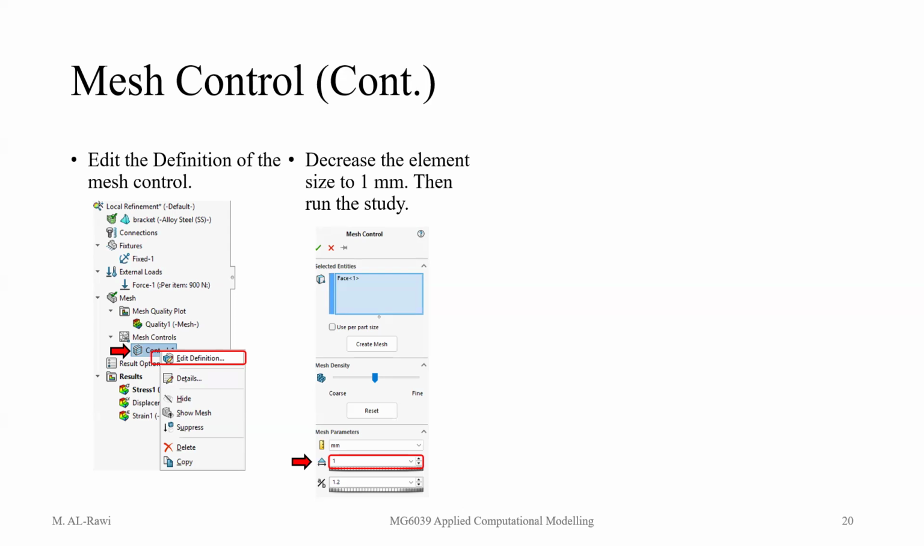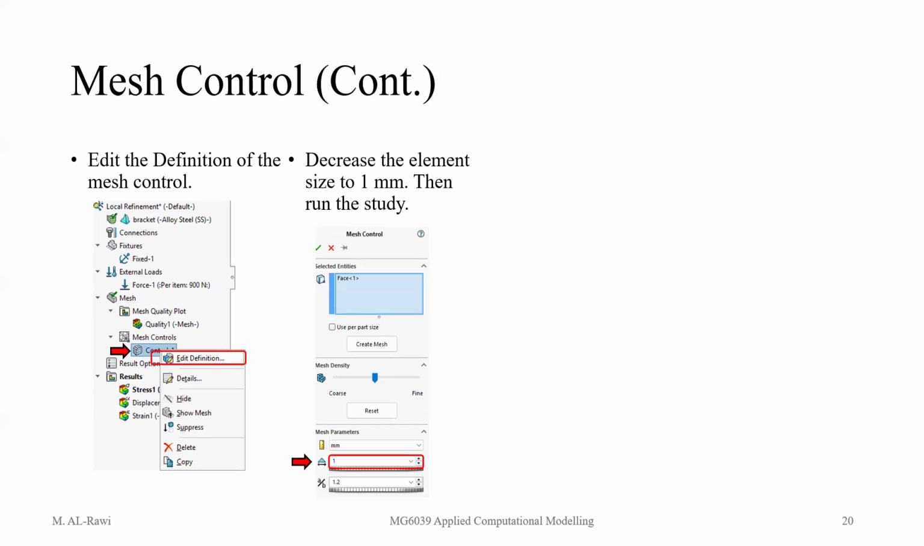Done it? Mesh control, click on the arrow. Right click on control, edit definition, change that value to 1. Then click OK. And then run the study again.